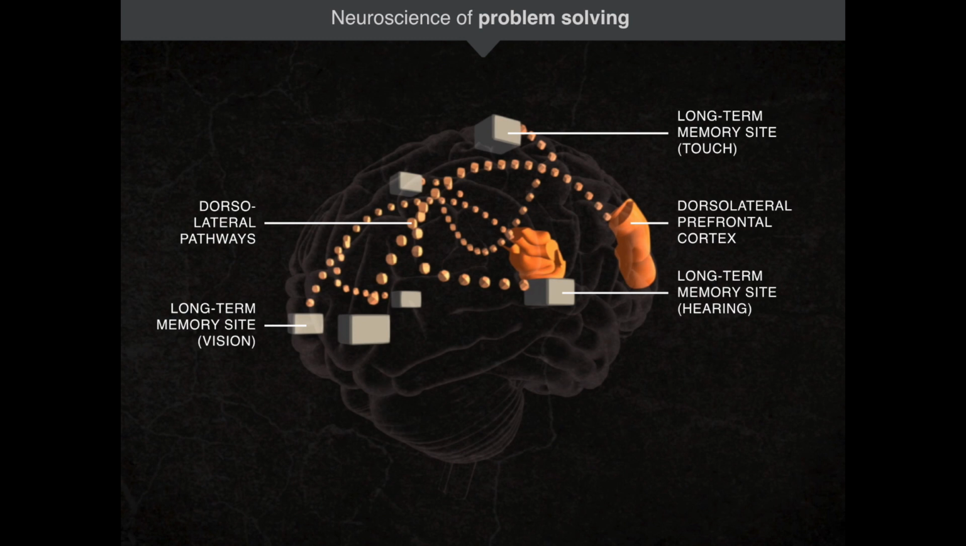You can see these orange tracts, these pathways. There's a connection now from the long-term memory sites to the dorsolateral prefrontal cortex, which is the top outside part of the prefrontal cortex. So the most sophisticated part of the problem-solving brain are these orange blobs in front. These areas are called the dorsolateral prefrontal cortex. They are connected through a number of pathways.